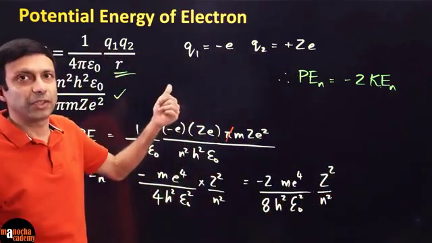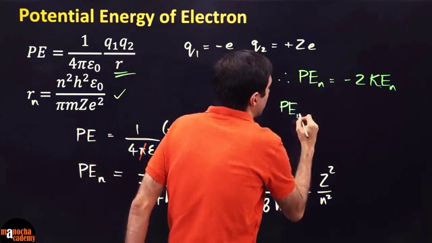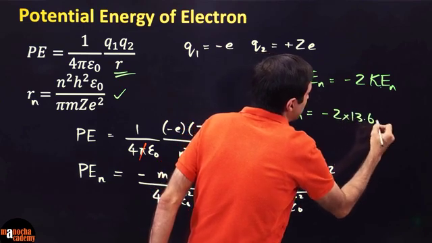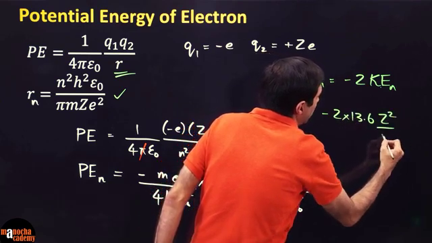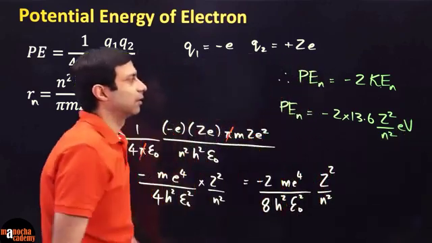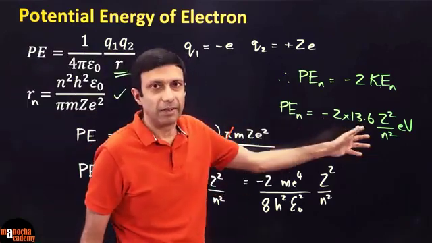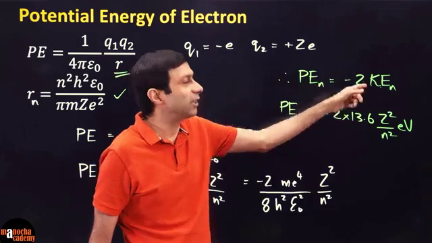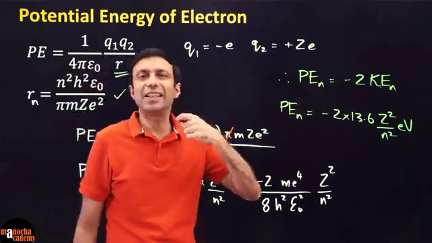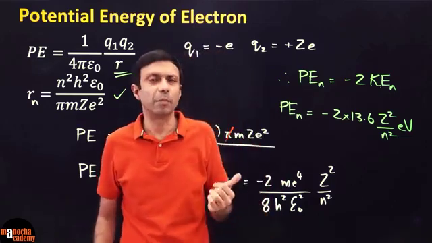Or if we use the shortcut formula that we had learned, potential energy in the nth shell will be minus 2 times 13.6 Z square by N square electron volts. So this is a very interesting thing we have got, the final shortcut formula, and it is minus 2 times the kinetic energy in the nth shell. Now why is the potential energy negative of an electron? Kinetic energy is positive, right? Half mv square. But why negative?